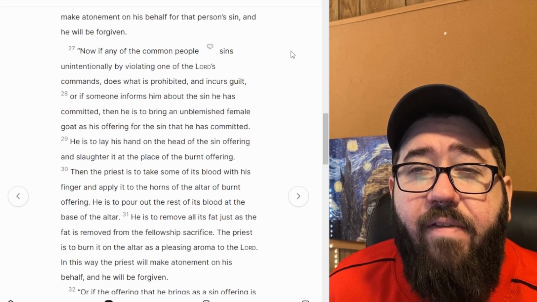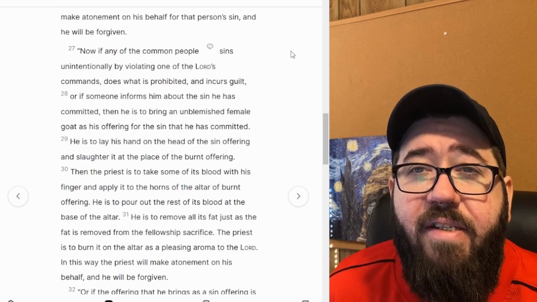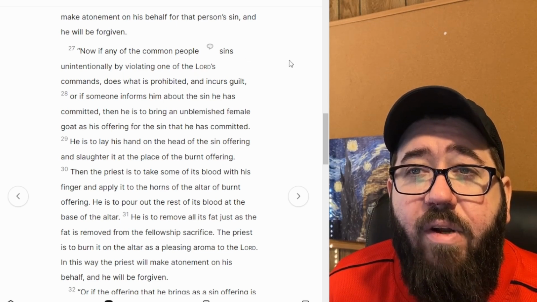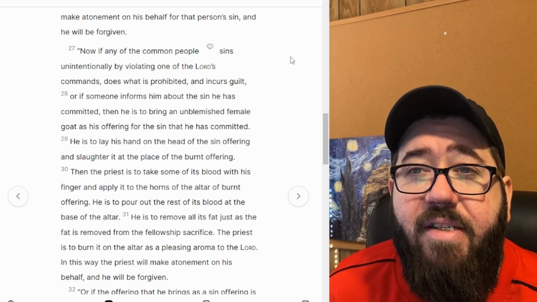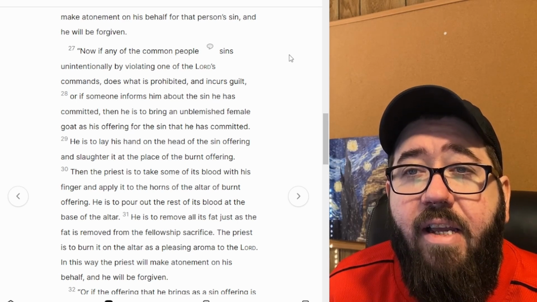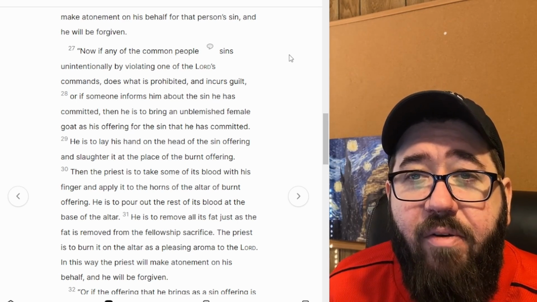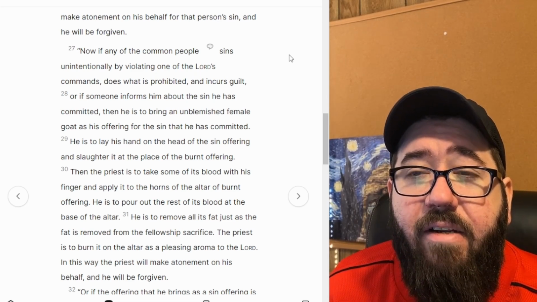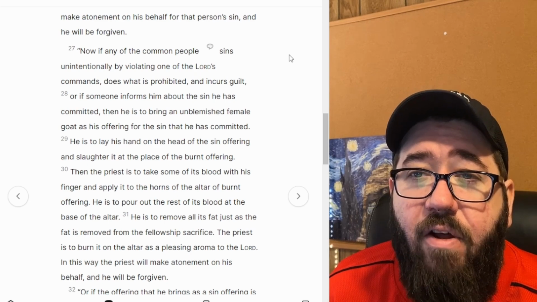Now, if any of the common people sins unintentionally by violating one of the Lord's commands, does what is prohibited and incurs guilt, or if someone informs him about the sin he has committed, then he is to bring an unblemished female goat as his offering for the sin that he has committed. He is to lay his hand on the head of the sin offering and slaughter it at a place of the burnt offering.